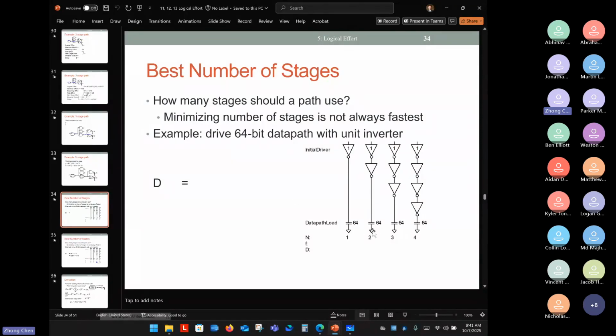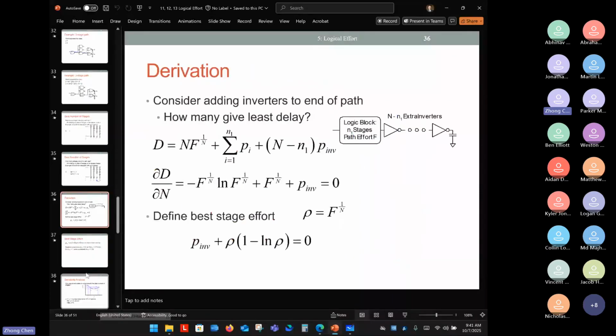So if I don't want to do this stage-by-stage calculation to figure out the best delay time, do I have a design guideline to tell me the best number of stages for this particular input and output? All right, so this is the next, more generalized equation that we can follow.